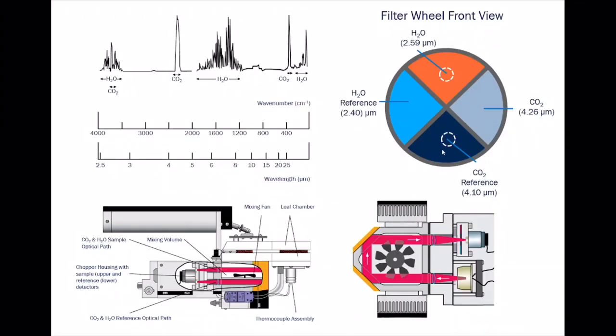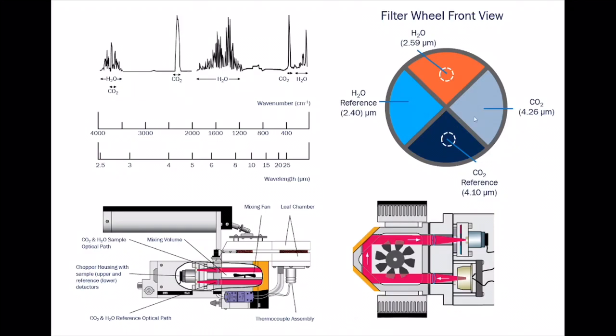So we have a filter wheel design that looks something like this, where we have our CO2 absorbing and reference, water absorbing and water reference. This filter sits in front of the detector that you can see here, and with phase lock loop technology we know at any one time which filter is in front of the detector. This filter wheel turns at 300 times a second, so very, very fast. We're taking very fast measurements of CO2 and water vapor.